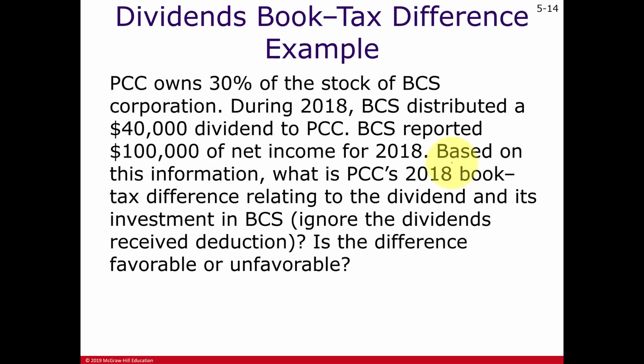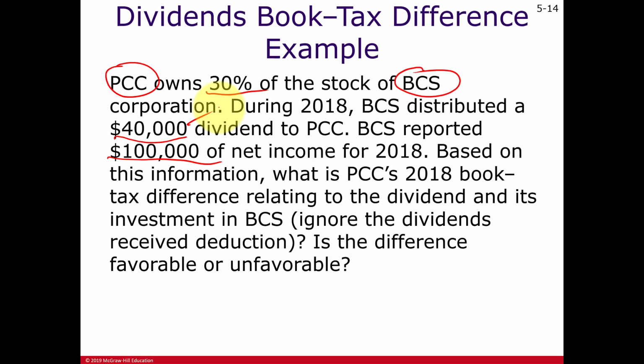Here we have an example of a situation where we have a parent PCC that owns 30%, again, which is more than that 20 we saw in an example in the previous slide, of a sub called BCS. And during the year, BCS paid a dividend of $40,000. So you know that's going to be reported on PCC's income tax return. But because it's more than 20%, PCC is going to report 30% of BCS's income, which is 100,000, on their income statement. Okay, so that's $30,000, which is less than the dividend being paid. So 30,000 is going to be reported on PCC's income statement for their investment in BCS.